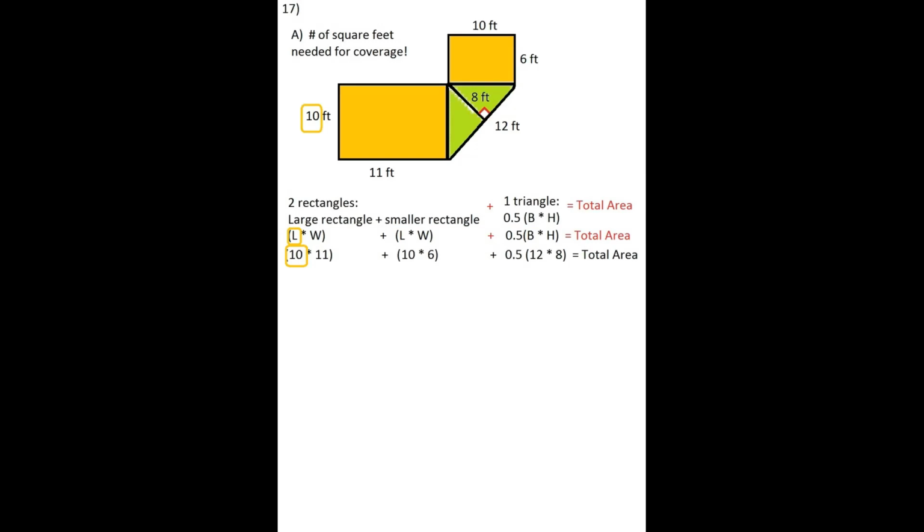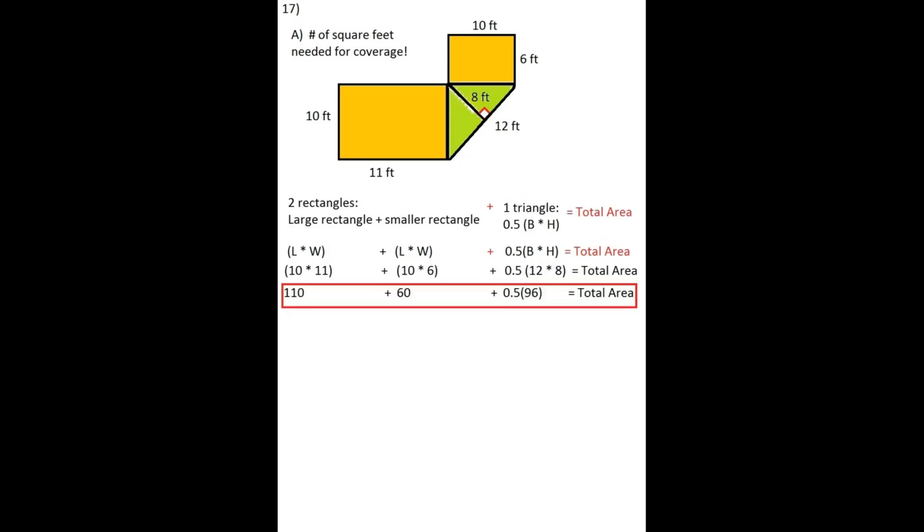Moving on to filling in the blanks. The large rectangle has a length dimension of 10 feet. The width here I'm calling 11 feet. And I forgot my parentheses, but that's okay. 10 times 11, that's going to give me the area for that first large rectangle. Then we have the smaller rectangle. 10 times 6. Our length is 10, our width is 6. Now we add that to the area dimensions for our triangle. We have 12 feet as our base, and we have 8 feet as our height. And if we do the math here, we will end up with the total area.